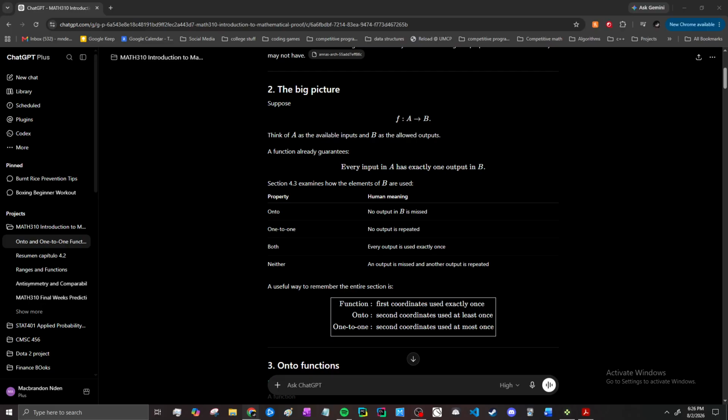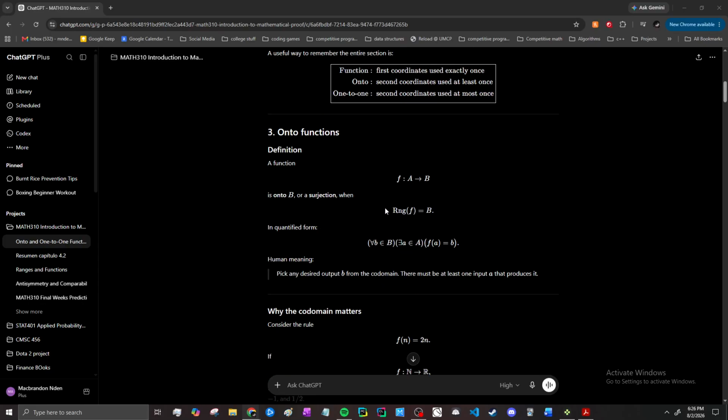4.3 examines how the elements of B are used. Onto: no output in B is missed. One-to-one: no output is repeated. Both: every output is used exactly once. Neither: an output is missed and another output is repeated. And remember this: for a function, the first coordinate is used exactly once. Onto: the second coordinate is used at least once. One-to-one: the second coordinate is used at most once.